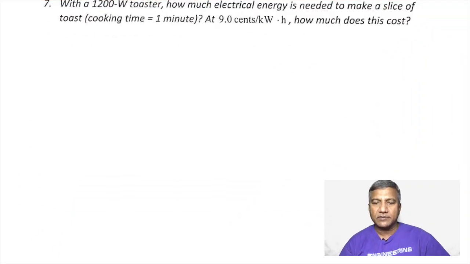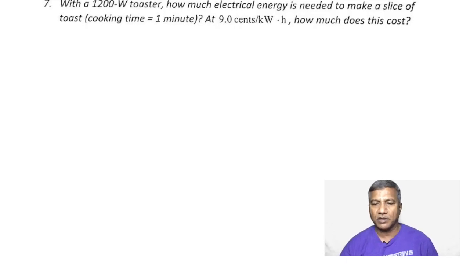Here's question 7. With a 1200 watt toaster, how much electrical energy is needed to make a slice of toast? Cooking time is 1 minute. And if the cost is 9 cents per kilowatt hour, how much does this cost?